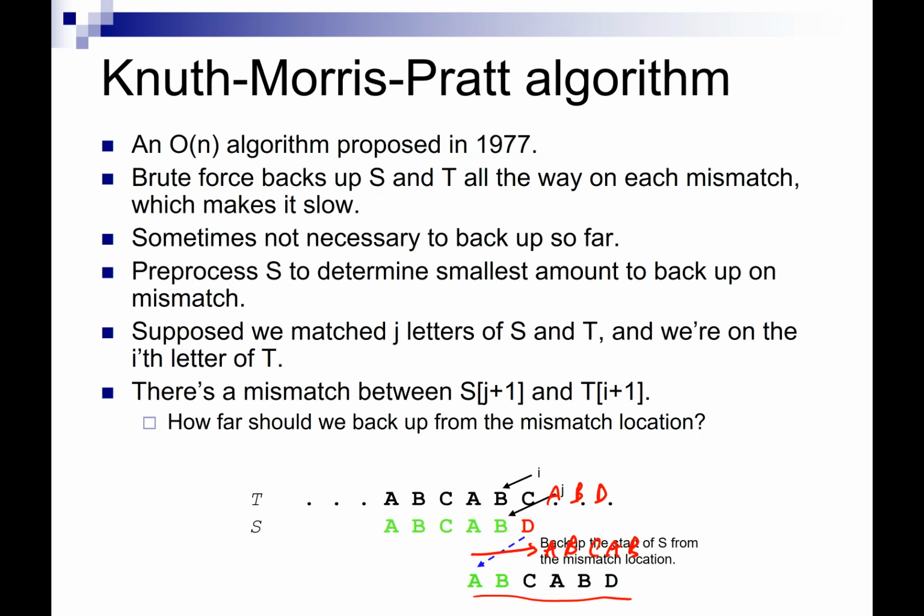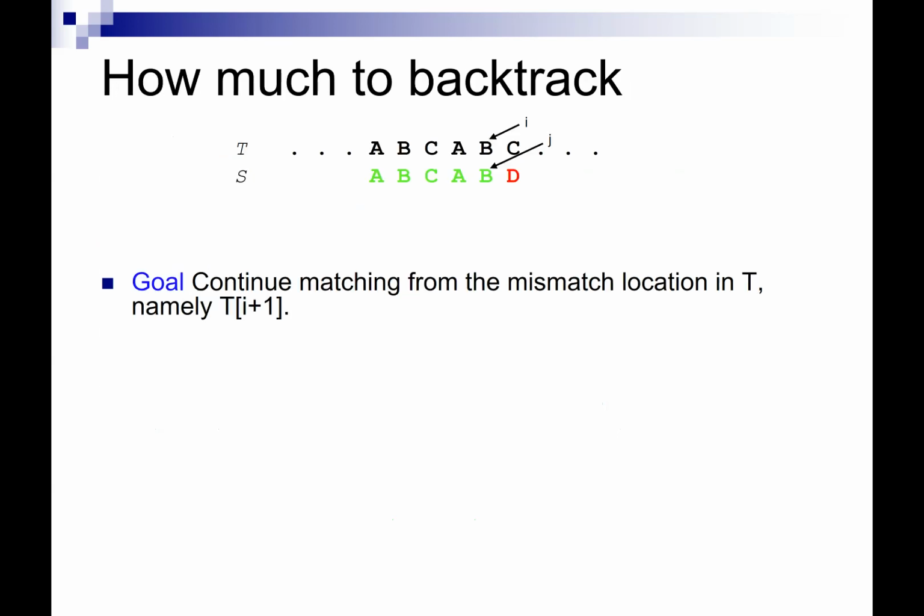So this is why you do not want to back up too far because it's wasteful, but you also do not want to back up too little because you might miss a potential match. So the key question that the KMP algorithm answers is, how much should we back up each time we get a mismatch? Then we're trying to figure out how much we're going to back up or backtrack, however you want to call it, how much we're going to shift S backwards.